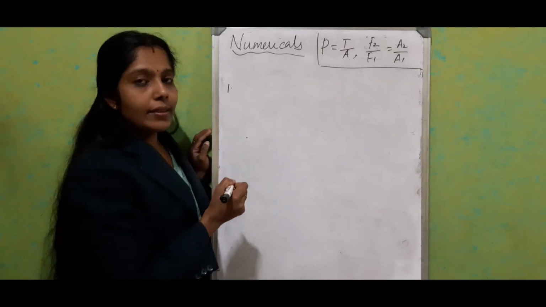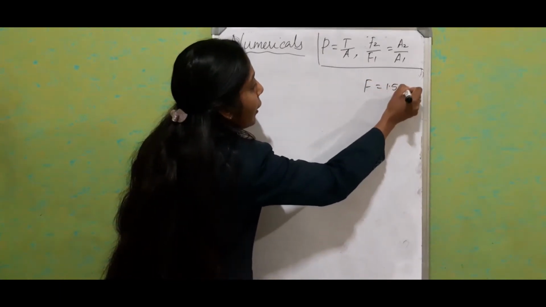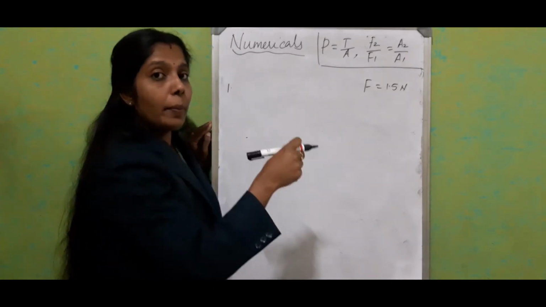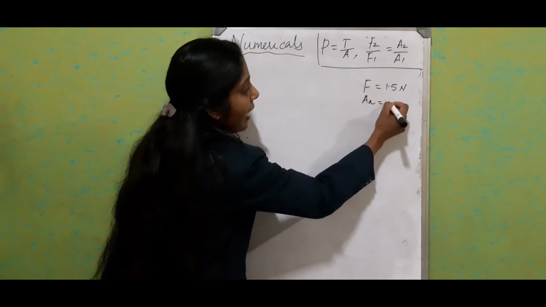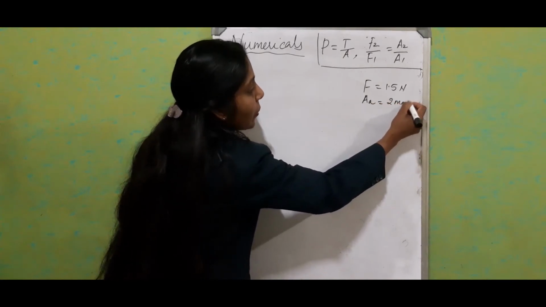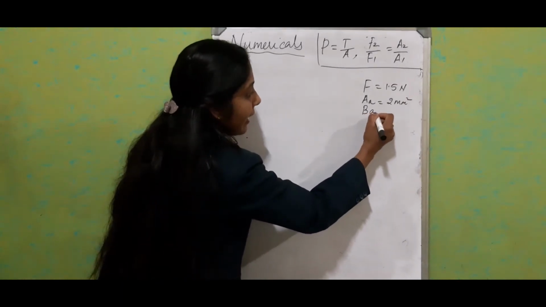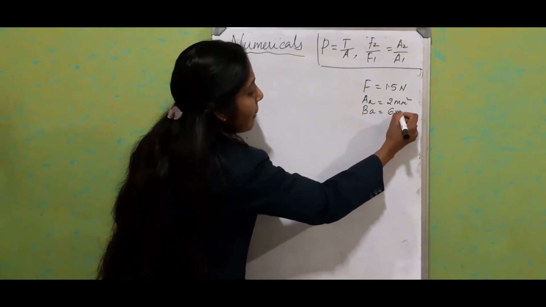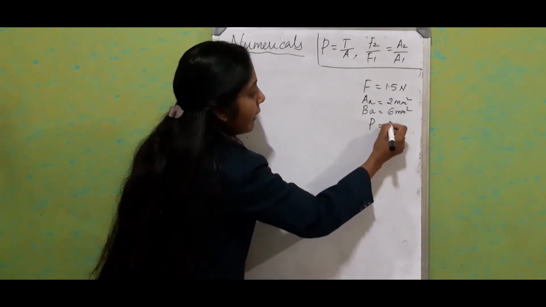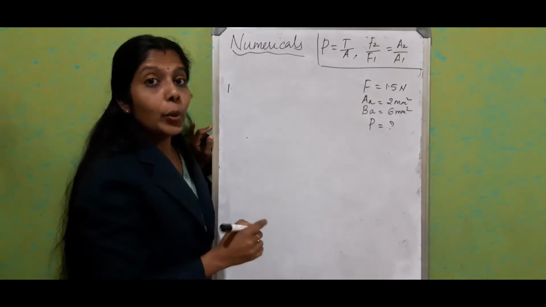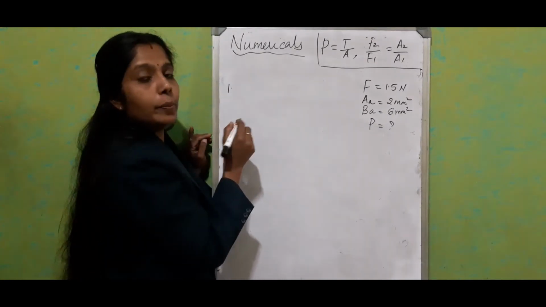In the first question, the force is given as 1.5 Newton. And at the tip of the nail, the area is given, that is A. The area is given as 2 millimeters square, and the head of the nail, that is B, area is given as 6 millimeters square. So in both cases, we have to find the pressure, that too in Pascal. Okay. So what is the equation to find out pressure?